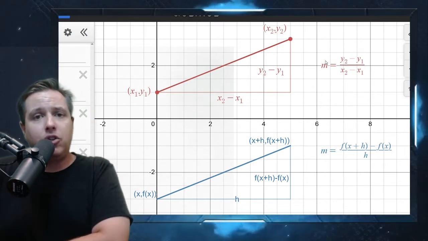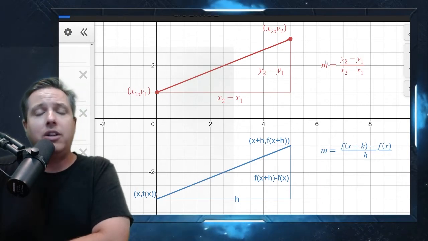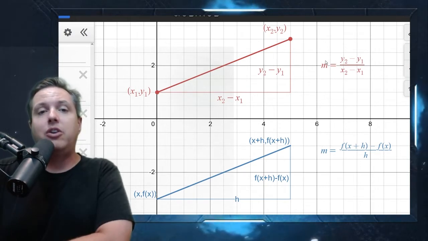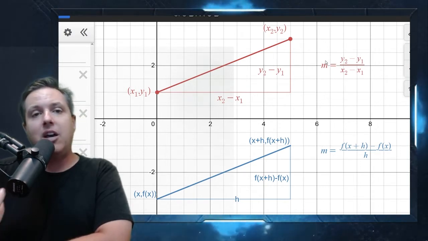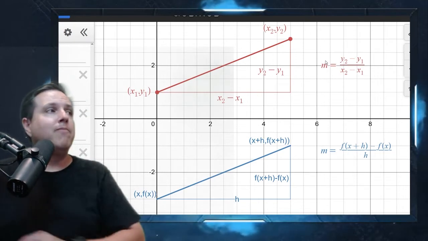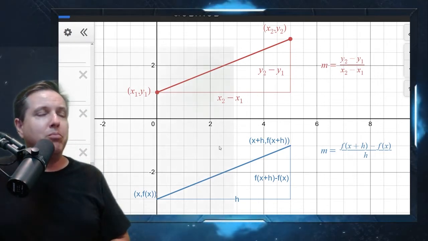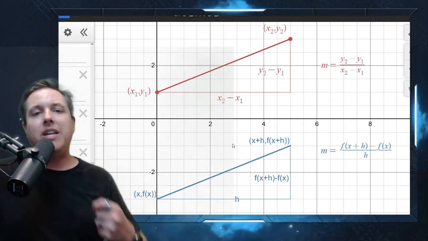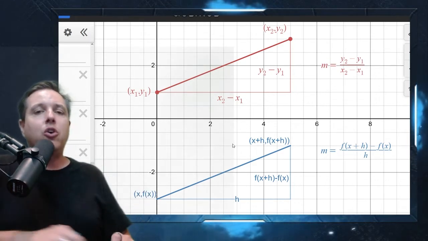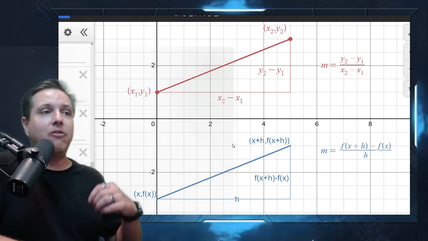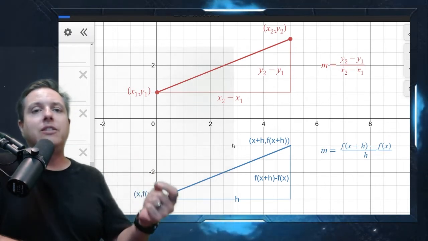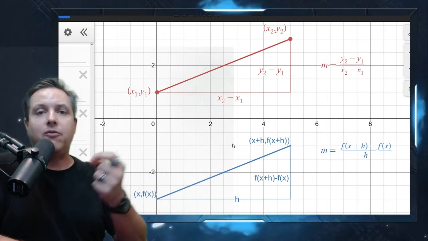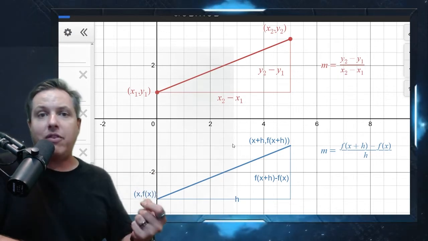When you start getting along to advanced algebra and calculus, you want to calculate the slope from a function. So in this context of calculating the slope from a function, it is helpful to write things a little bit differently. All we have down here in the blue is the same exact information that we have up here in the red, but we have written it from a different perspective.